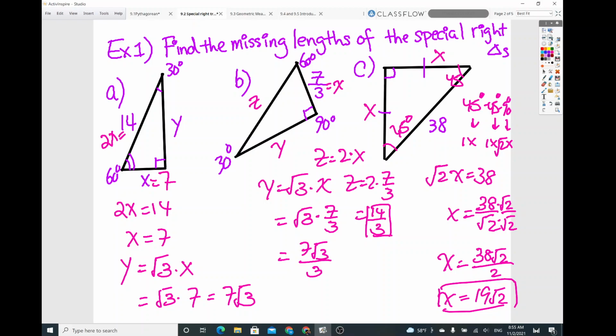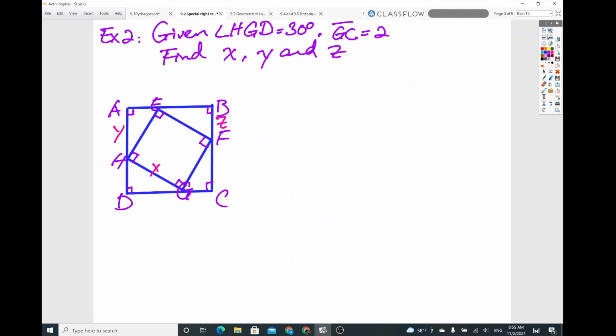Okay, so now what about something that's getting a little bit more in depth? So given that angle HGD, so this one is 30 degrees, so let's just label that. And then GC is 2. Let's just say that's 2 units. So find the value of x, y, z, the segment.